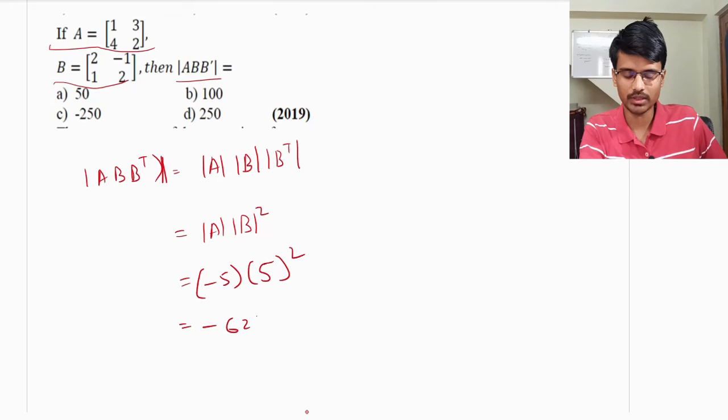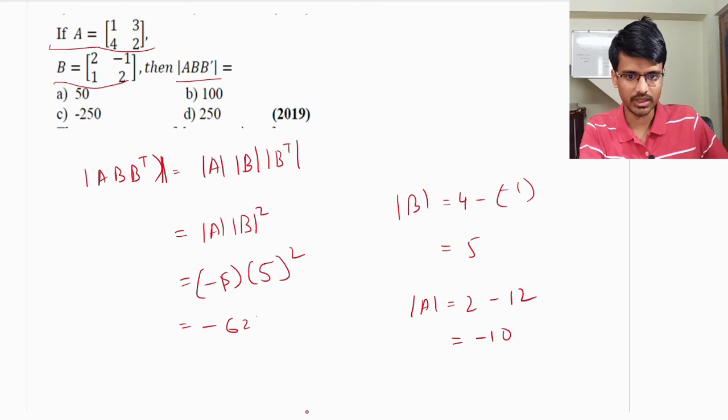What is determinant of B? 4 minus of minus 1. This is nothing but 5. So what is determinant of A? 2 minus 4 3s are 12. No, sorry, minus 10. So determinant of A is minus 10. So I get minus 250, right? So the correct answer is option C.